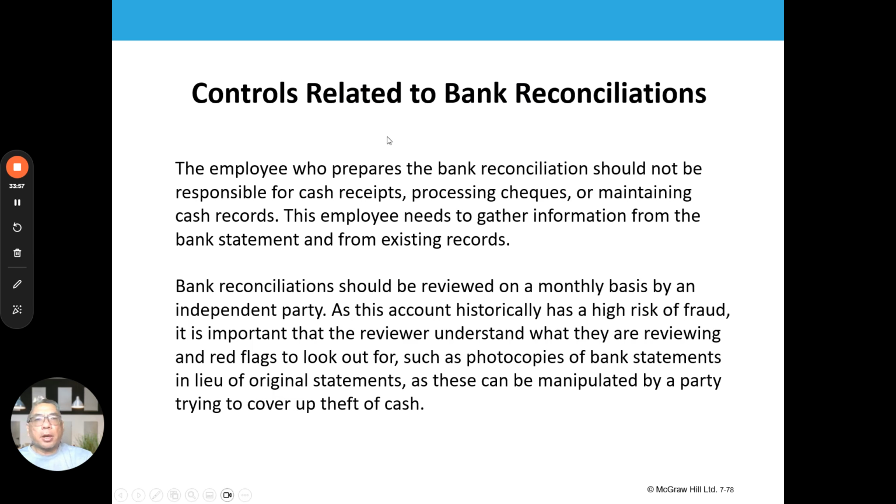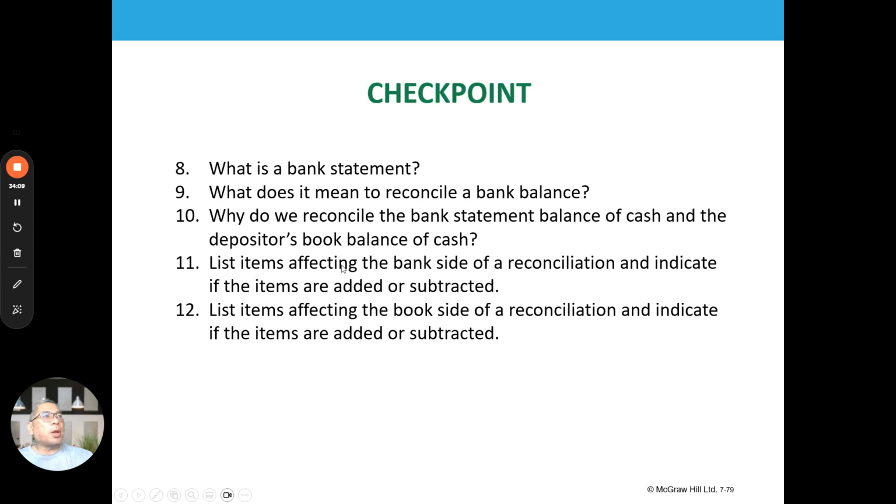Controls related to bank reconciliation are a very key part. Why? It should be reviewed on a monthly basis by an independent party to make sure no one is covering up theft of cash. Okay, this is your checkpoint.